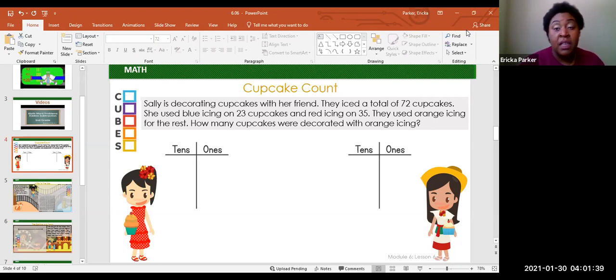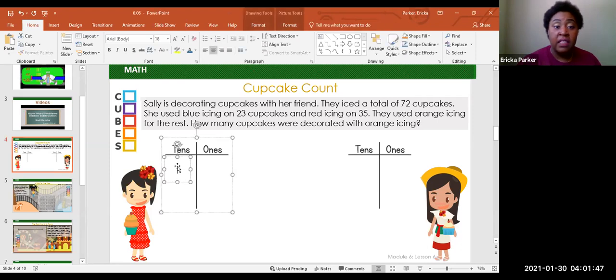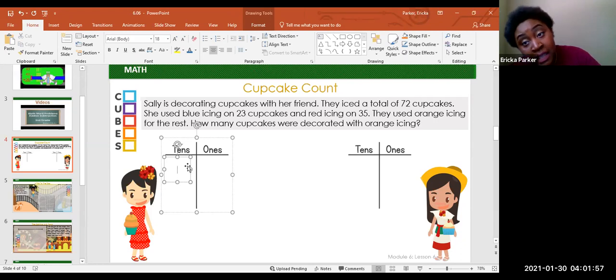Okay, y'all. Now, as you can see, they want us to use the tens and the ones here. So we've got to determine how many tens and how many ones, and if we need to do any breaking down of the tens to have enough ones and tens to be able to subtract. So let's look here.